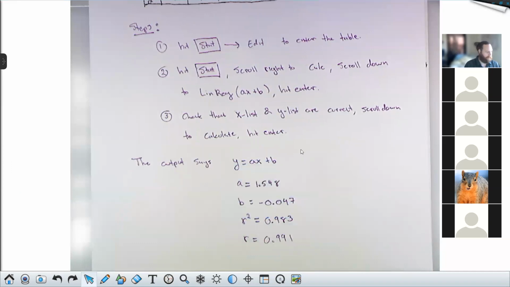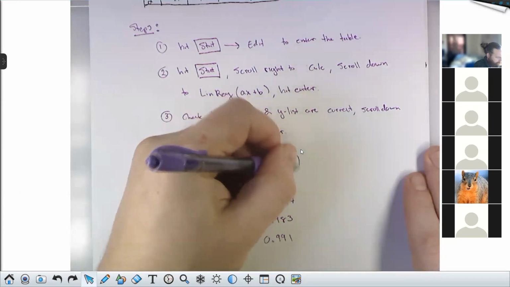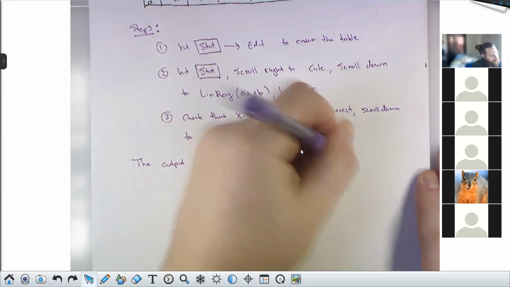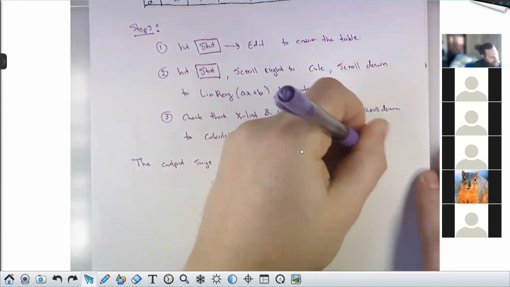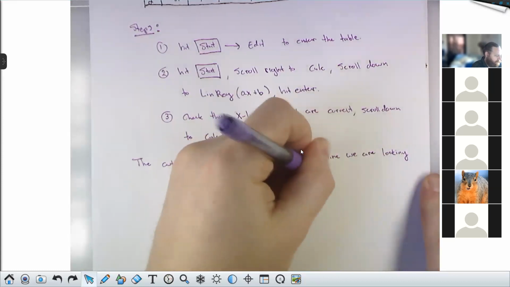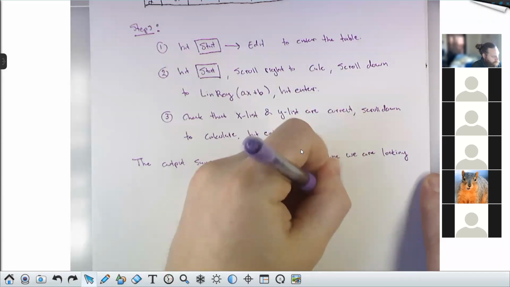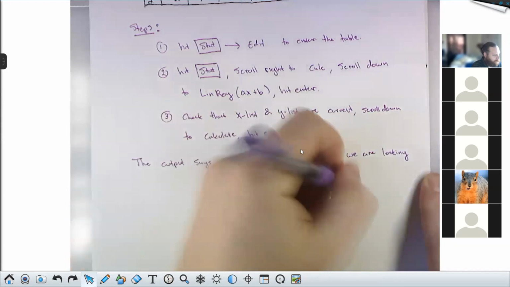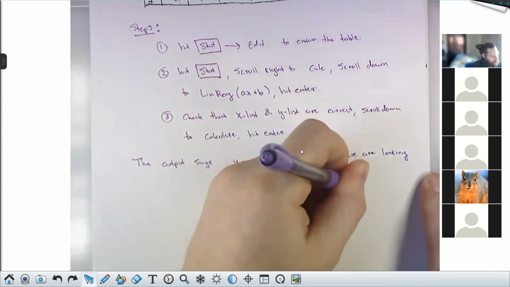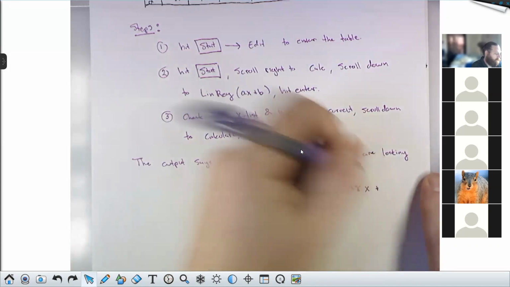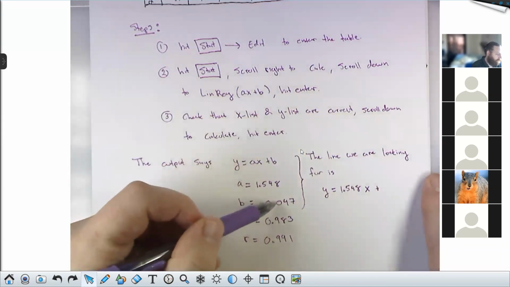So what this means is that the line that best fits our data, the line we're looking for, is y equals ax plus b. Well, a is 1.548. So that's 1.548x plus b, which is negative 0.047.